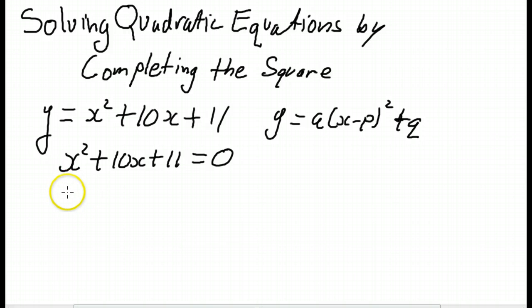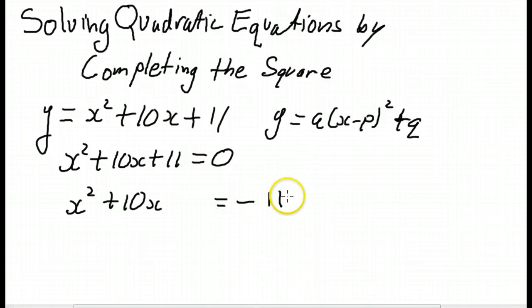So my first step in this, and this has a leading value, a value of 1, so that makes this just a little bit easier. Let's go x squared plus 10x. I'm going to leave some space and set that equal to negative 11. So in this case, I'm keeping the x squared and 10x on the left side, moving the number to the right side. That's our first step, is getting to this form.